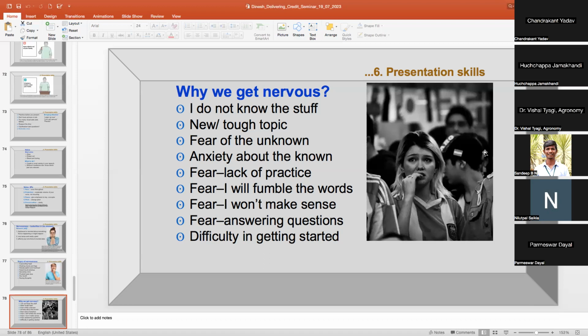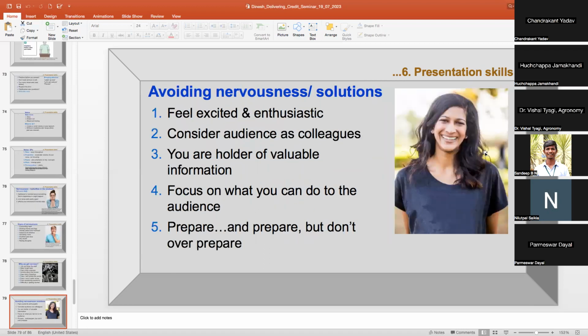Difficulty in getting started. When you enter the venue, sometimes you will get nervous. How should I start? What should I do? If that is the case, go to the podium, the lectern, the stage, and for 1 minute, don't say anything. Just look towards the audience, and while looking at the audience, take a few long breaths. I do not know if Dr. Shiva is there. He always suggests that I take long breaths. Long breaths will overcome such nervousness many times. So take long breaths.